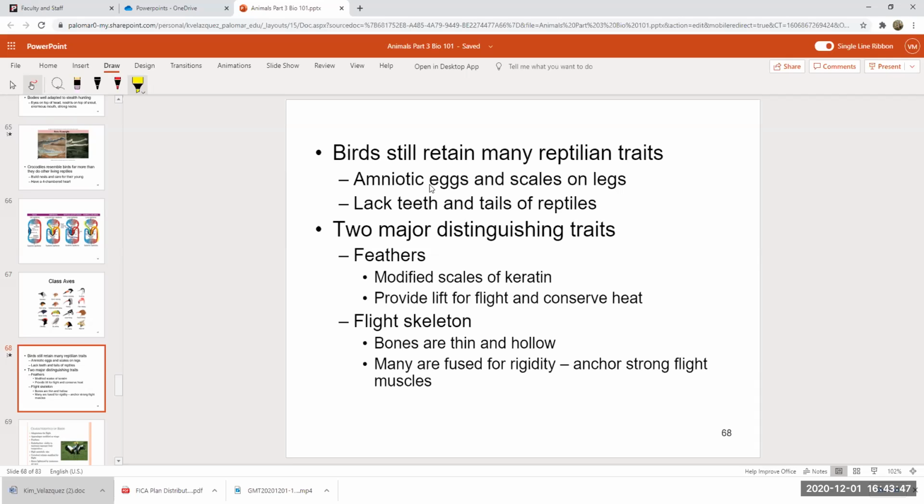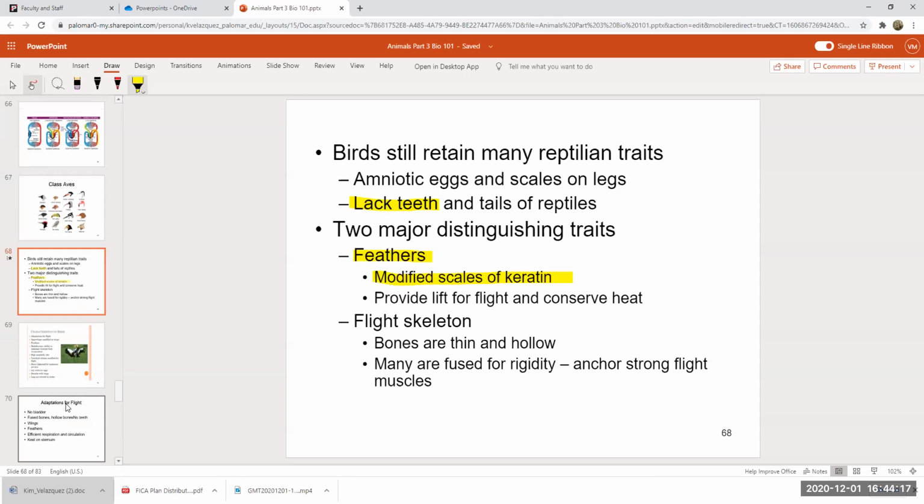Okay, they have an amniote egg. They have scales on their legs. And their feathers are actually modified scales. They're made of keratin. And there are intermediate fossils that show lizards starting to get little feathers and then more and more into full feathers. They don't have teeth, so they have a beak. Why do they not have teeth? Teeth are heavy, and if you're going to fly, you need to do things to reduce your weight. And I'm going to talk about those adaptations for flight in a second.